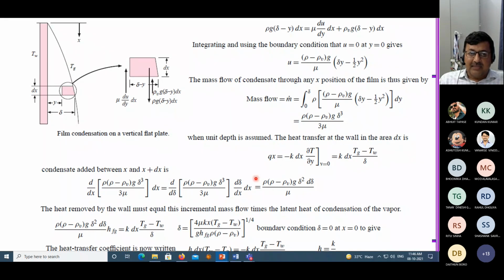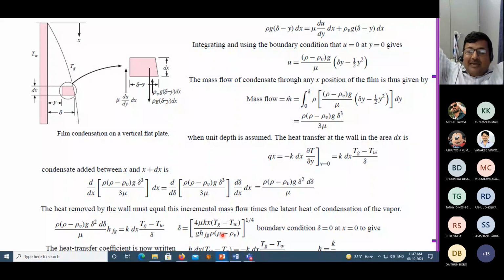This is your mass that has come into this dx. And then what you do, this amount of mass in dx and delta minus y has condensed. So I take that mass and multiply it with HFG, which is my latent heat of condensation. So the vapor condensed, this is the amount of heat this mass has taken in order to condense. And how has it come? It has come from K dx into Tg minus, so this is because of the conduction. If I equate these two, I get the expression for delta, and that delta becomes this.